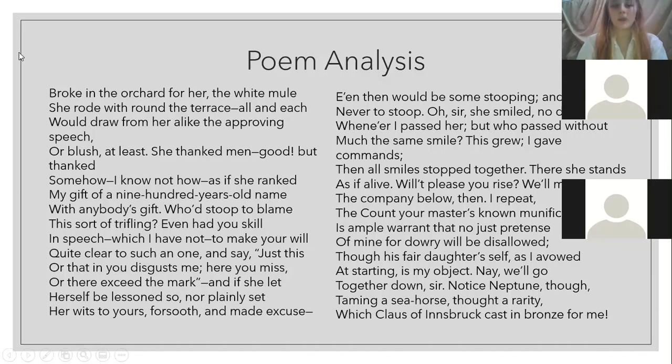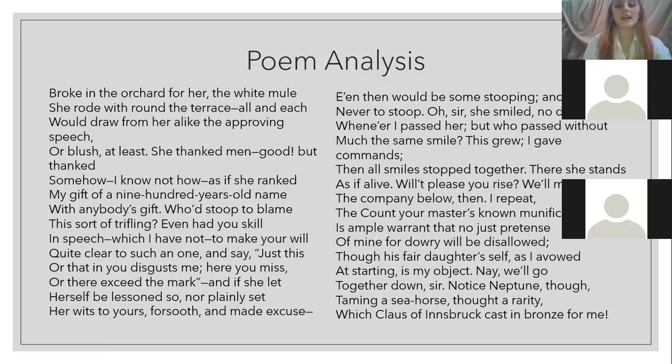But if we break it down, up here at the start of the second half, he's creating an image of his old wife with another man, going off into orchards, doing whatever, like she'd accept gifts from anybody, she'd spend time with anybody, that type of thing. And then it says, she thanked men, good, but thanked somehow, I know not how, as if she ranked my gift of a 900-year-old name with anybody's gift. That kind of means that he doesn't believe that she is treating what he brings her with the right amount of respect.